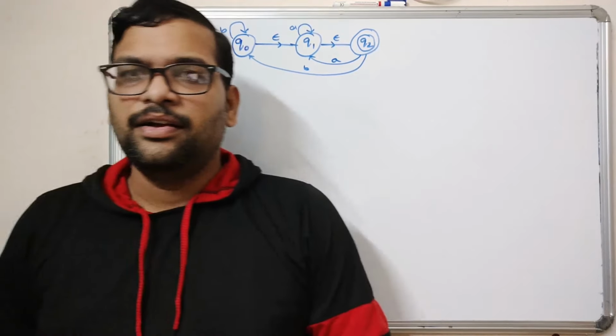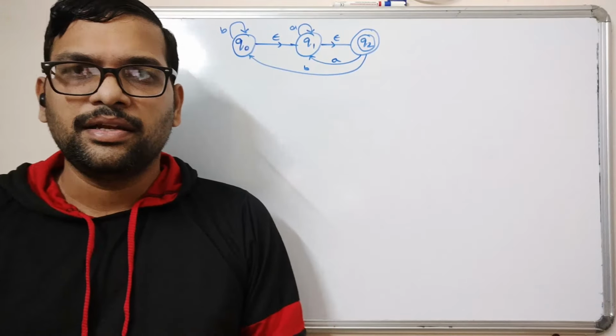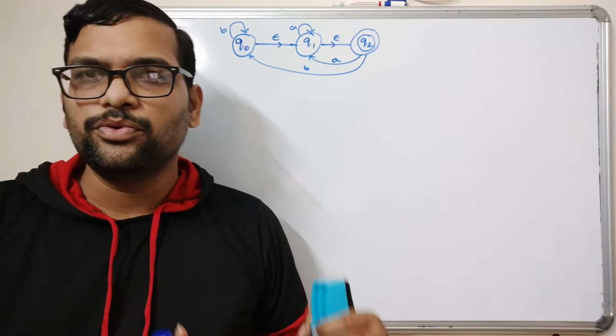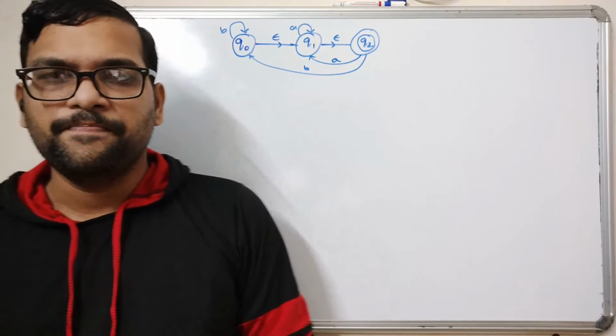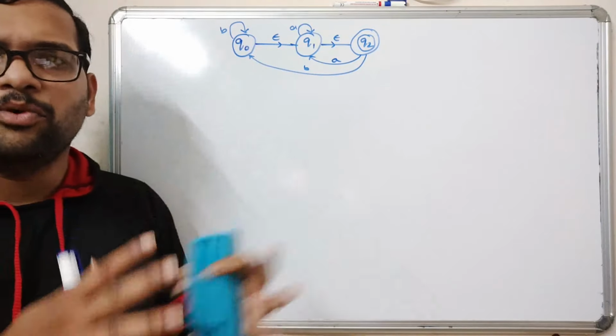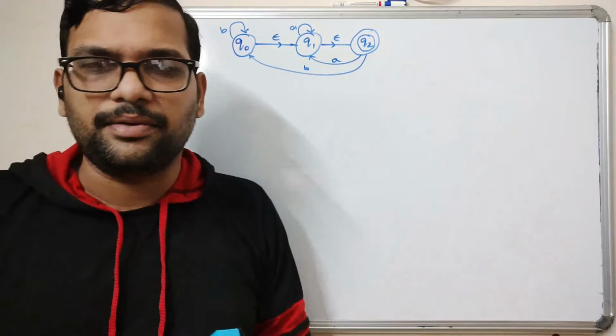Welcome to our channel. So in today's session we'll discuss one more topic in automata theory, that is how to convert the NFA with epsilon moves to without epsilon moves. So we have seen what this epsilon is, right? It's an empty move, so without any input symbol we can change from one state to another state.